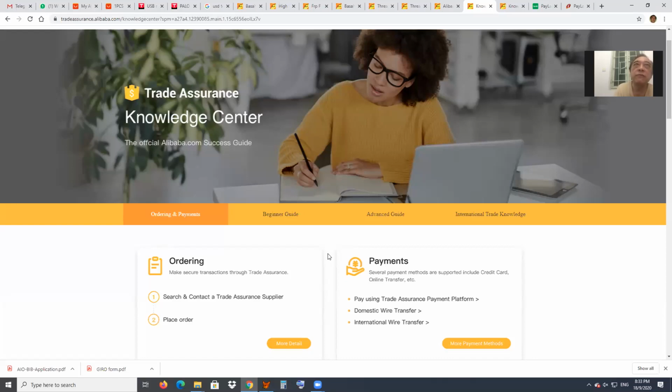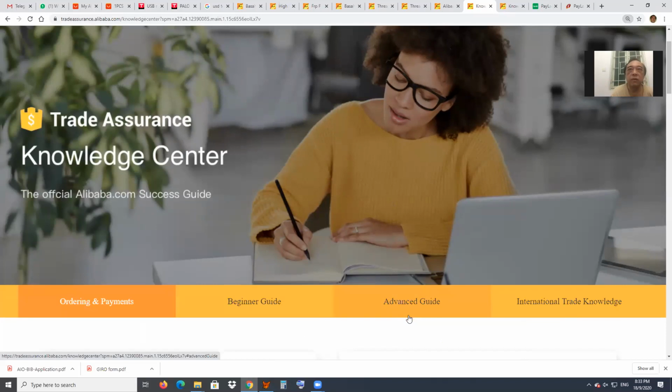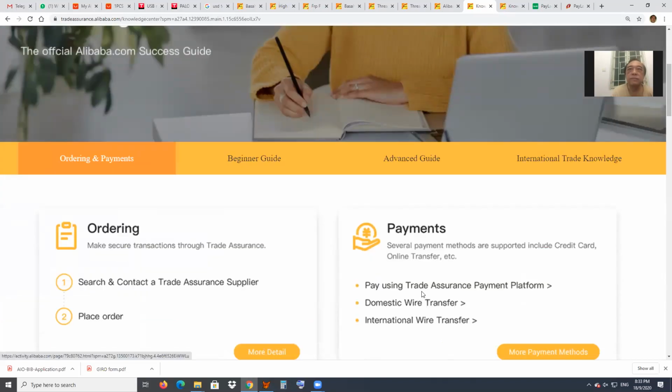But if you go through Alibaba trade assurance, and then you go through the export channel that's approved, then you must make the payment through Alibaba trade assurance. Like here, they have payment. You pay by using the trade assurance payment platform. You can do a domestic wire transfer, international wire transfer.